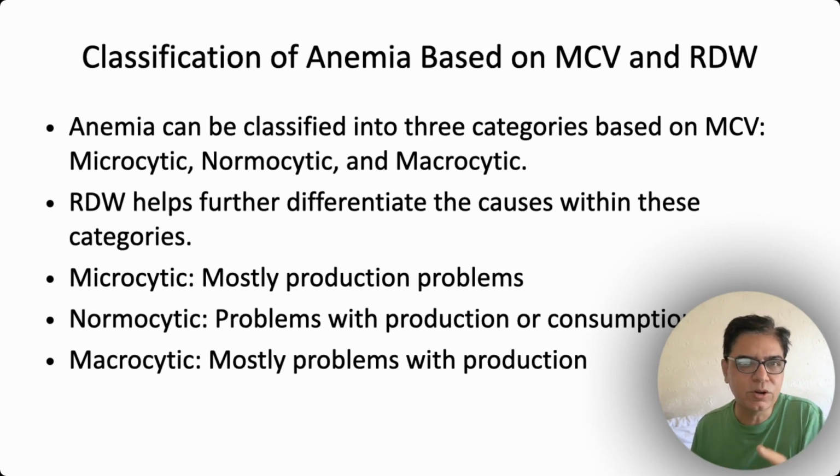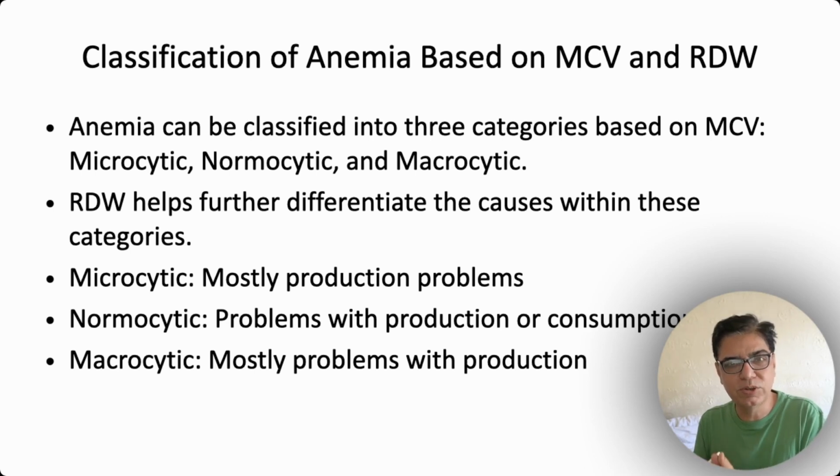There's some problem. Either the raw material is not there, workers are on strike, or machinery is old, whatever. Or the machinery for some reason is not getting proper power supply, things like that. But there is a problem with the production. Normocytic can tell you both. It might be because of a problem with the production or a problem with consumption.